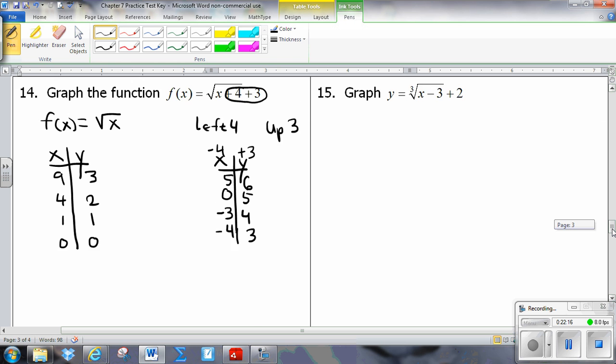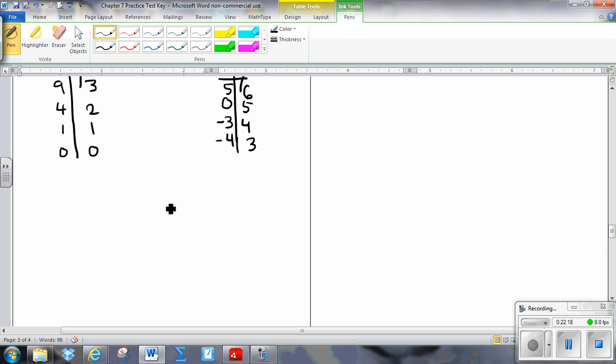Let's see here. All right, so our x's are from -4 to 5. And okay, it's hard for me to draw straight lines with this thing. So I apologize for this horrid graph. Okay, so -4, 1, 2, 3, 4. Then 5, 1, 2, 3, 4, 5. And then up to 6. 1, 2, 3, 4, 5, 6.